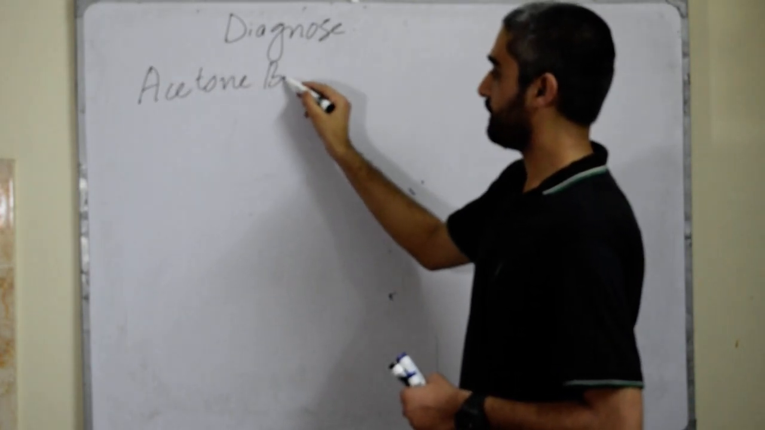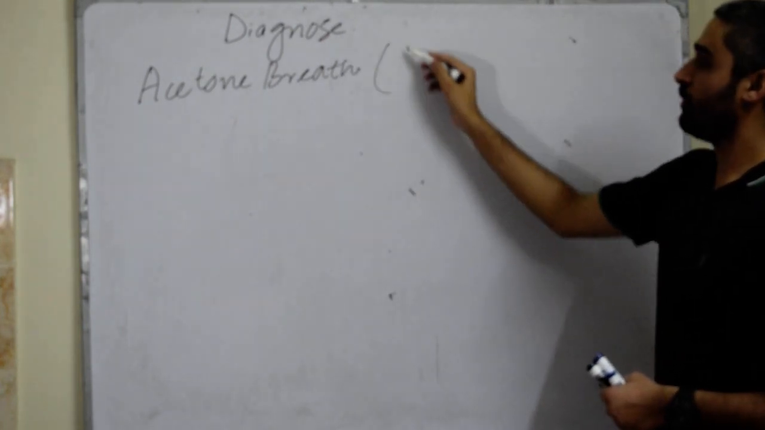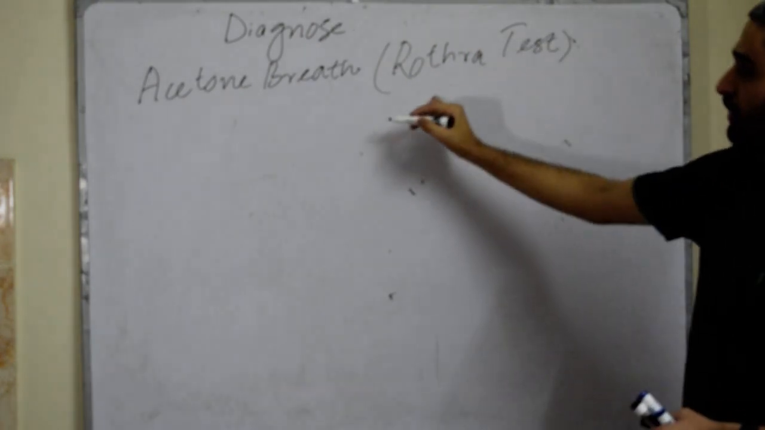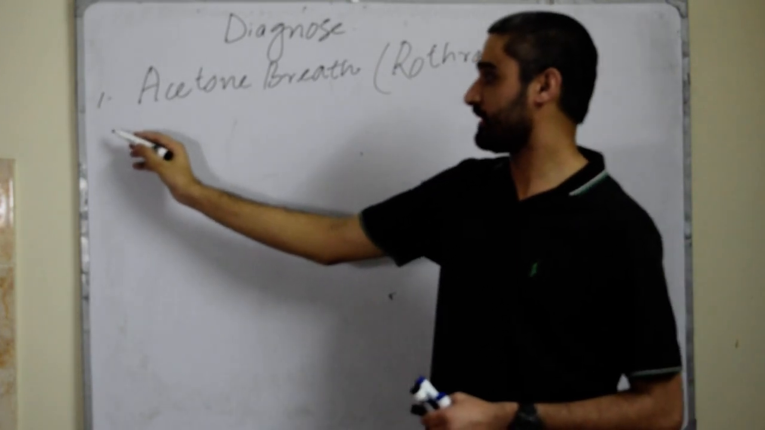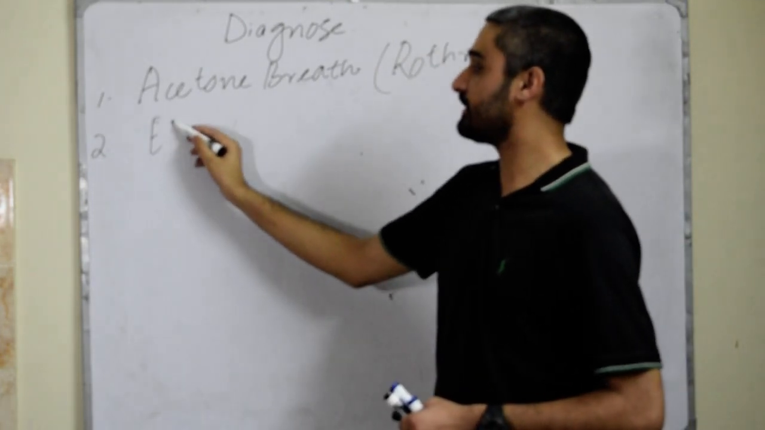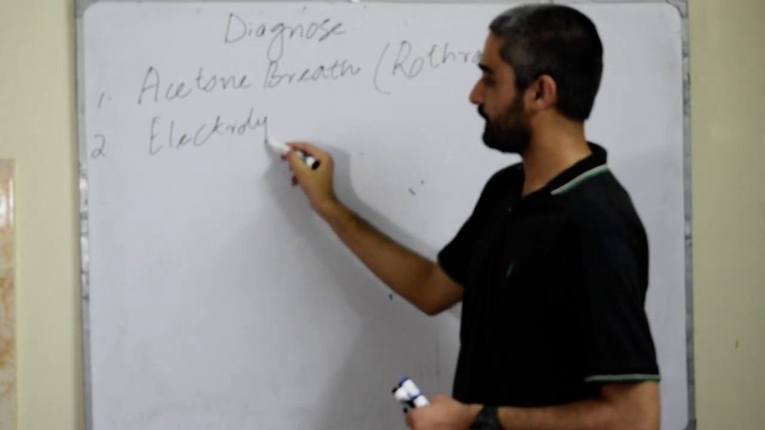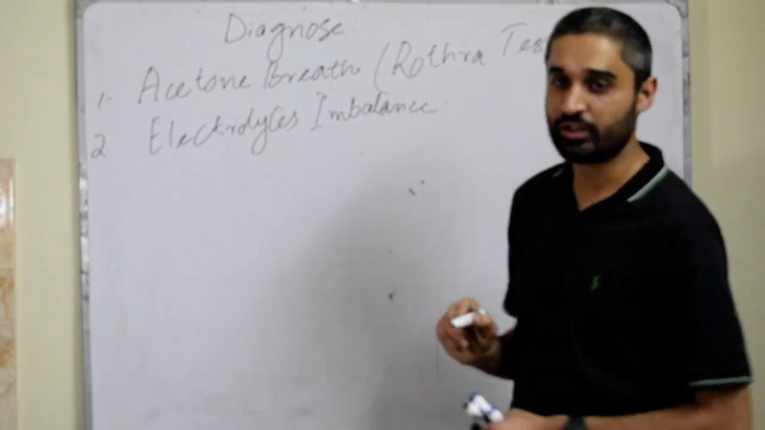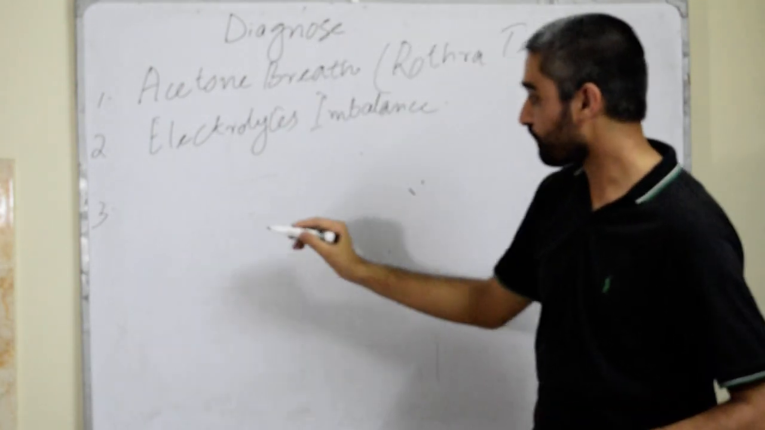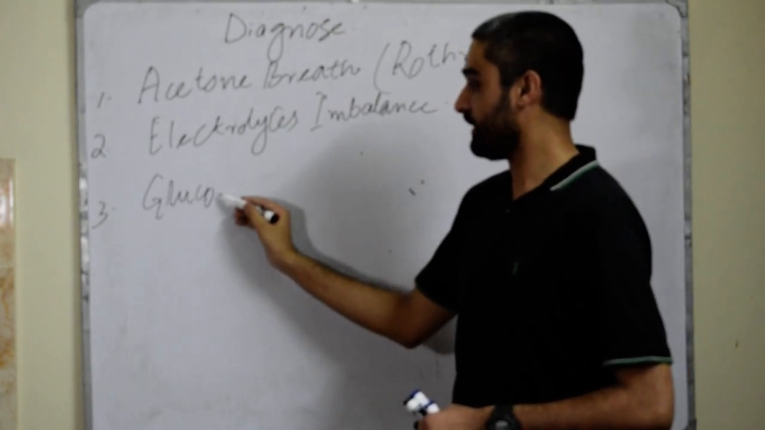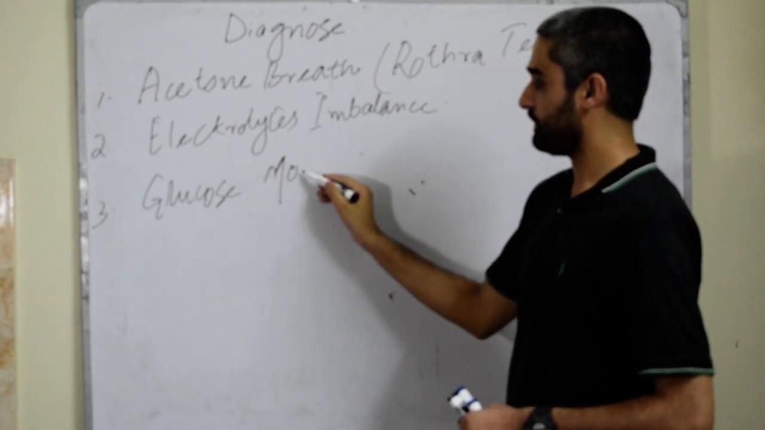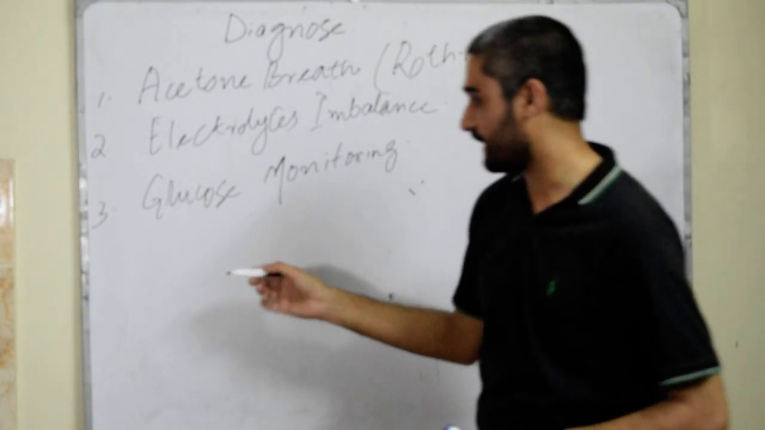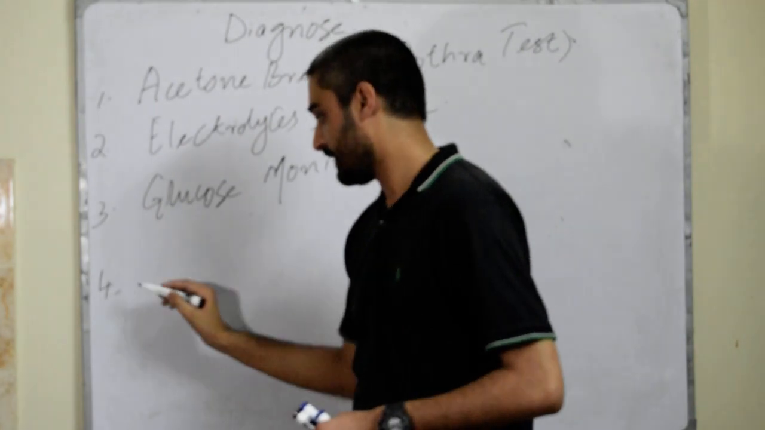First, acetone breath, through Rothera's test. The test used to sense acetone breath is called Rothera's test. Number second, electrolyte imbalance. Number third, glucose monitoring, if the glucose is more or less, as in the case of uncontrolled diabetes mellitus.